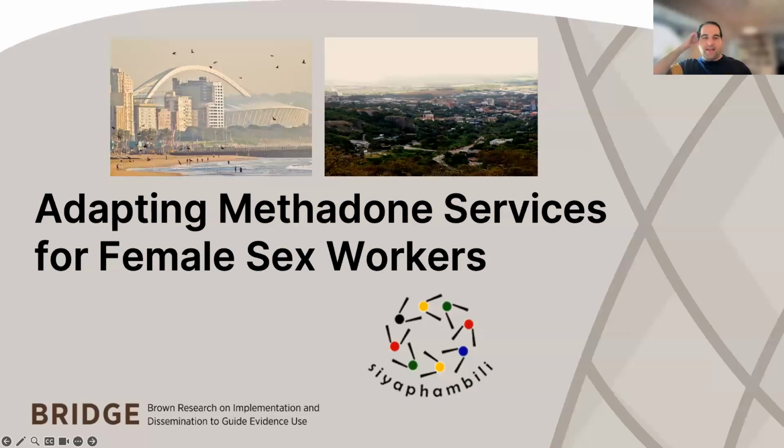The first district was eThekwini district, which is in southeast South Africa. You can see an image of the city of Durban on the top left of the screen, which is part of eThekwini district. So this district is a little more urbanized compared to other districts in South Africa. It covers Durban and the surrounding metropolitan communities.